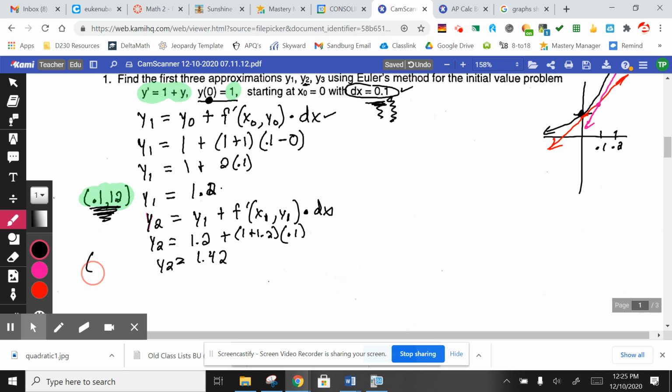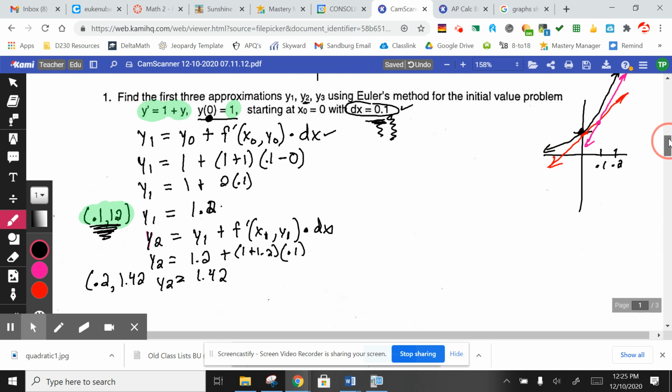We want one more. So what we are now at is an x coordinate of 0.2 and 1.42. So we're now on the pink line. And we just found this point to be 1.42. And now we're going to do a new line at that point that has the same slope of the curve at that x coordinate. So our third one, this should be the one that we're looking for right now.